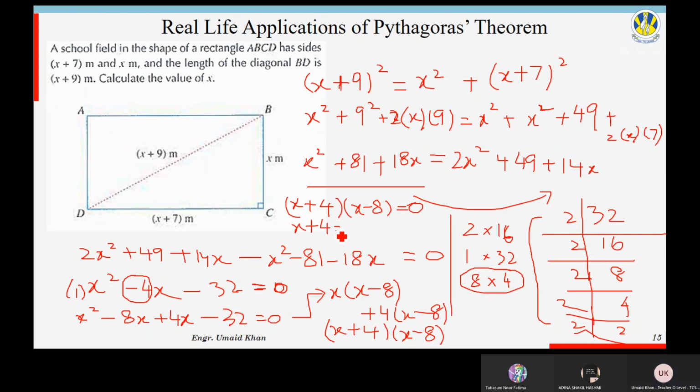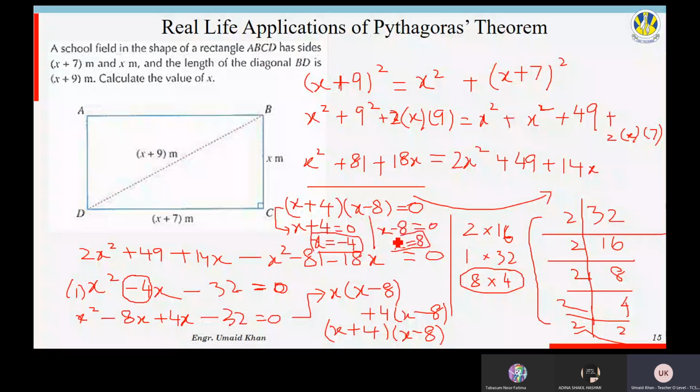If you have factors like this, x plus 4 into x minus 8 is equal to 0, either of the two values can be equal to 0. So either x plus 4 is equal to 0 or x minus 8 is equal to 0. So from here you will get two values of x. So x will be equal to either minus 4, the first, or x will be equal to 8.